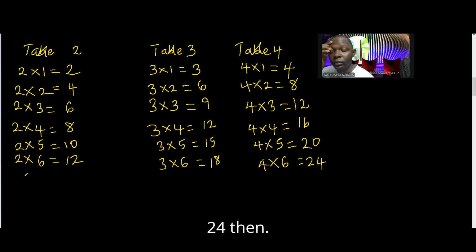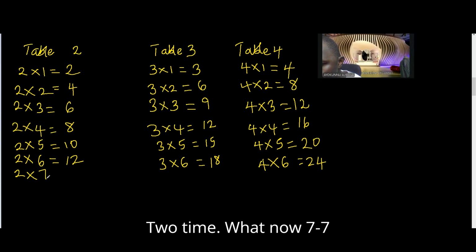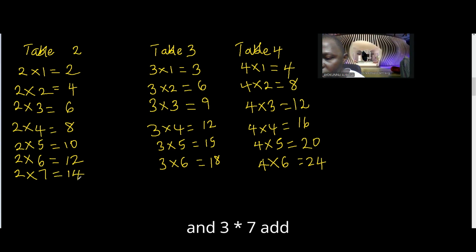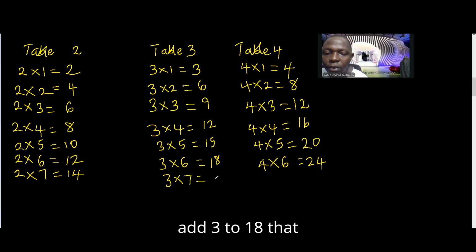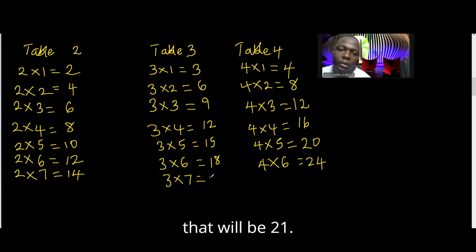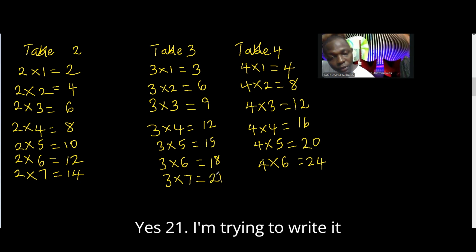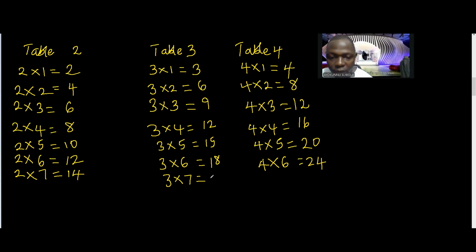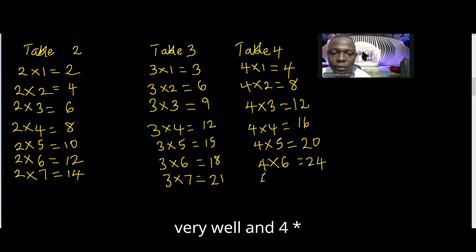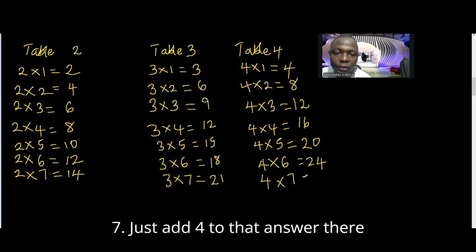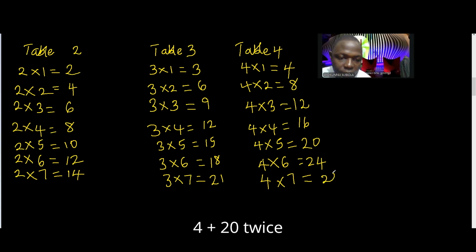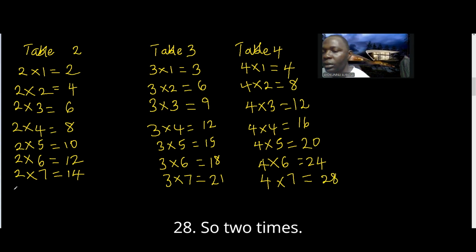That's 24. Then 2 times what now? 7. And 3 times 7, add 3 to 18. That'll be 21. Hold on, I'm trying to write it very well. And 4 times 7, just add 4 to that answer there. 4 plus 20 is 28.